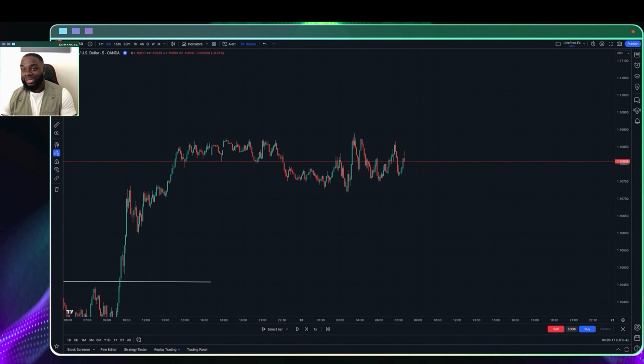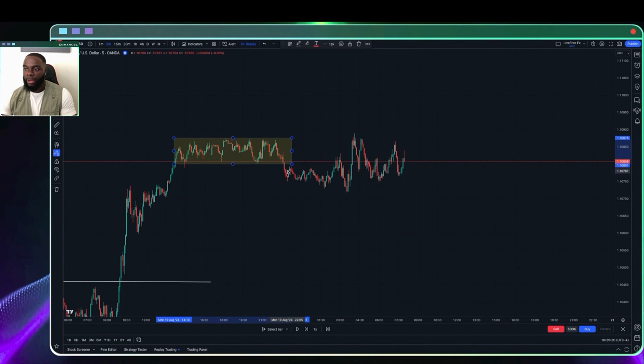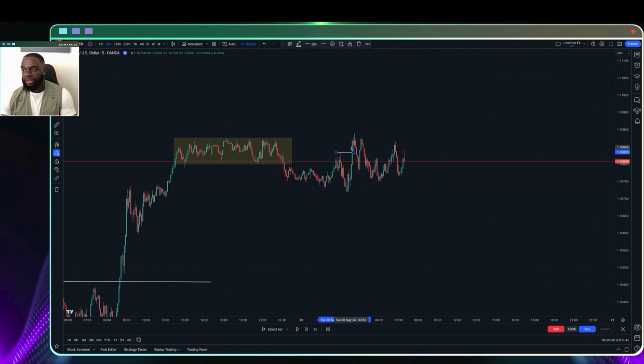Over here, we consolidated a little bit, right? Price consolidated a little bit, but take a look at what happened right here. The market has now breached this high with this candlestick. So at about 3:50 a.m. during the London session, price broke above this level.